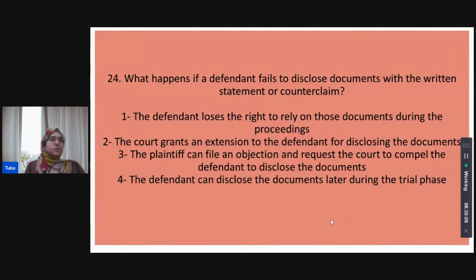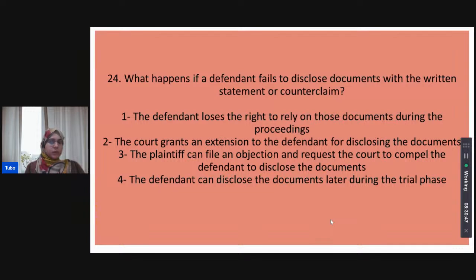Question 24 next. What happens if a defendant fails to disclose documents within the written statement or a counterclaim? What happens? Again, we are talking about the repercussions of various faults and failures. Does the defendant lose the right to rely on those documents during the proceedings? Does the court grant an extension to the defendant for disclosing the documents? Is it that the plaintiff can now file an objection and request the court to compel the defendant to disclose the documents? Or is it that the defendant can disclose the documents later during the trial phase? So, what happens?